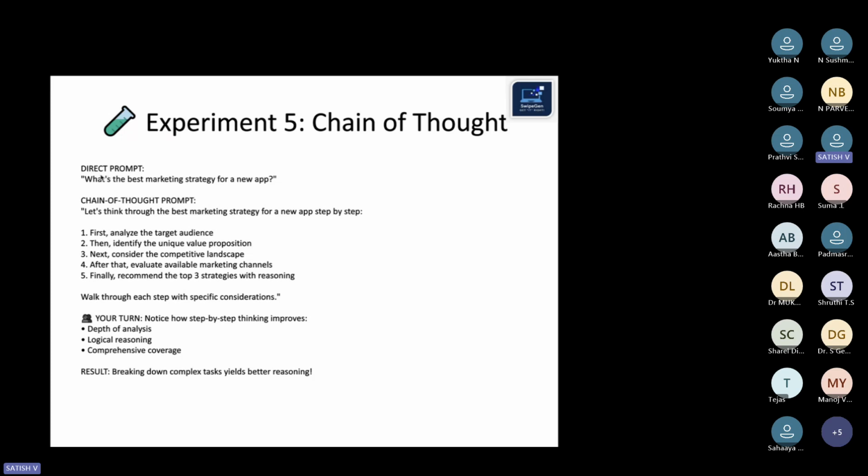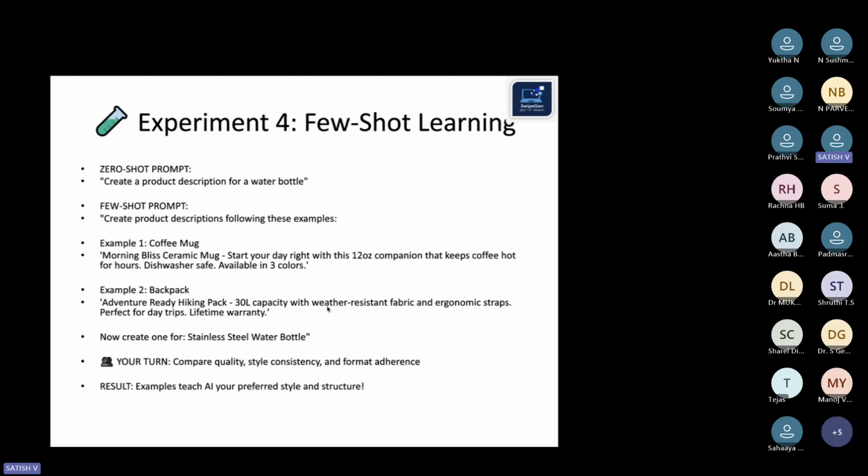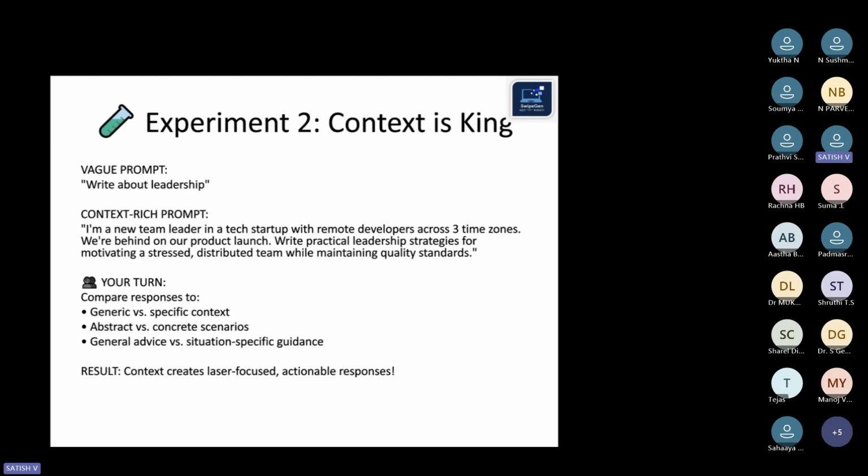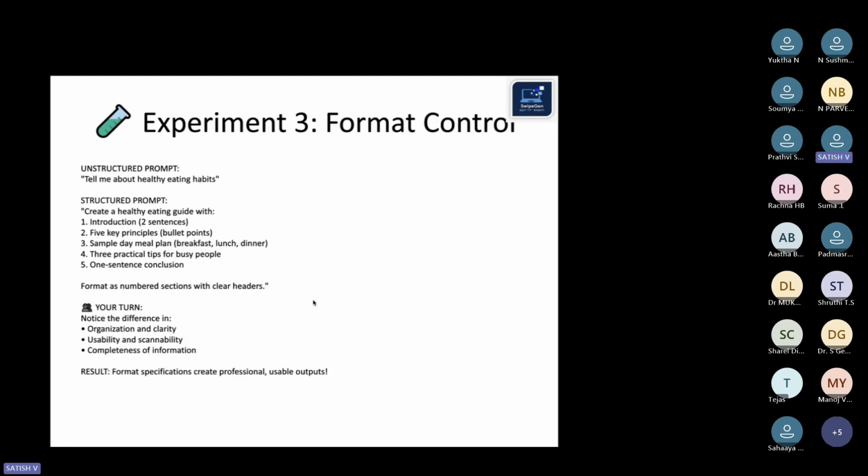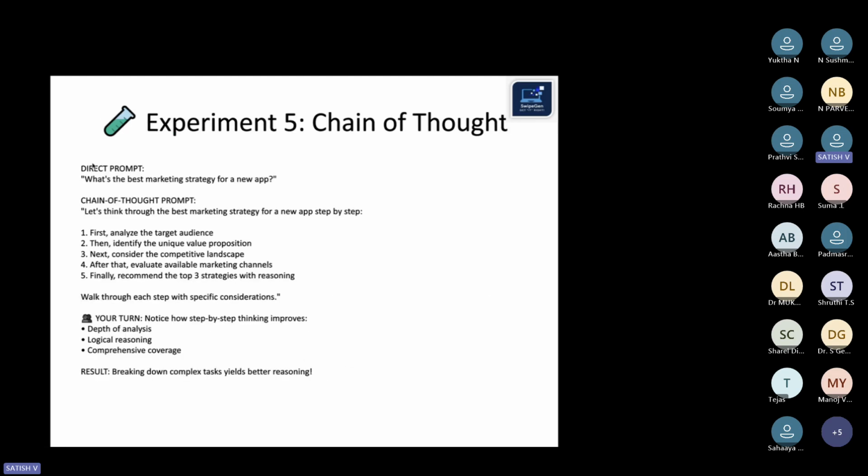As you can see here, what's the best marketing strategy for a new app? For that, how can we give a better prompt? Chain of thoughts is one of the best techniques whenever you have an idea and you want ChatGPT to follow certain steps, like our experiment 2, providing the context, experiment 3, I'm sorry, format control. Like how we told it, I want the introduction, I want the key points. If you come to point 5, chain of thoughts, it is pretty much similar to that.